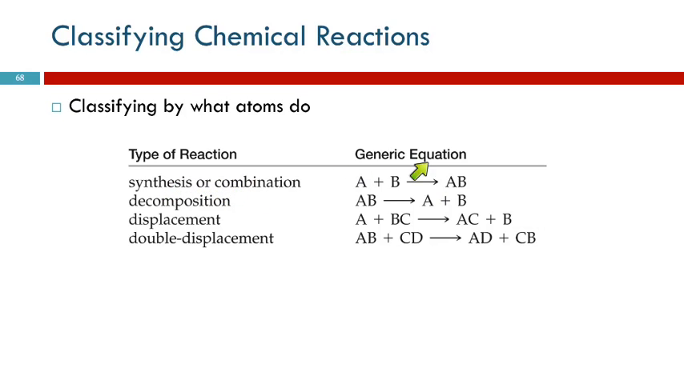And the generic equation is one substance plus another substance yields a combination of the two things. Usually this is two elements, but it doesn't have to be. The hallmark of this is that you've got one product. The opposite of that is decomposition, where you're taking something apart. So one compound reacts and forms two different things. It's decomposing.